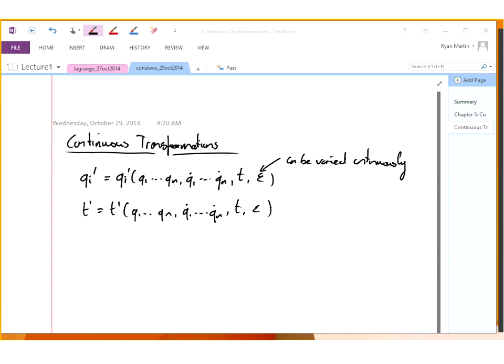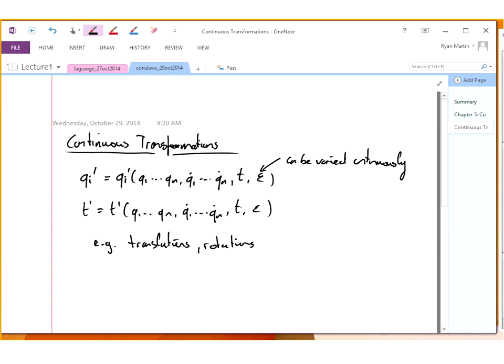An example of a transformation that is not continuous is a mirror symmetry. There's no tunable parameter that you can vary to make it transform more or less. Reflection through a mirror is a set transformation, so it's not a continuous transformation. Translations and rotations are typically the only ones you really need to consider as continuous transformations.